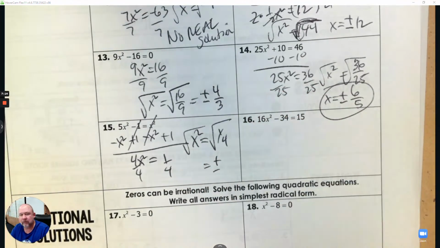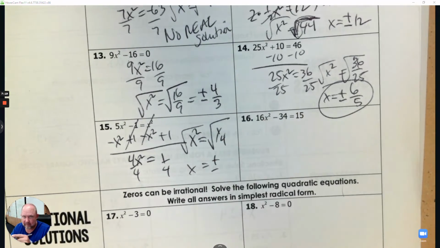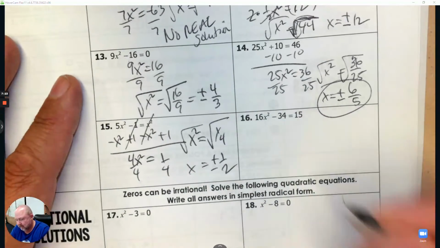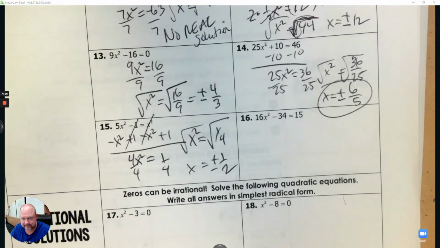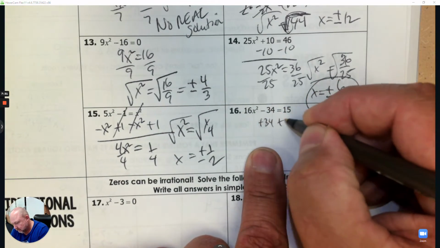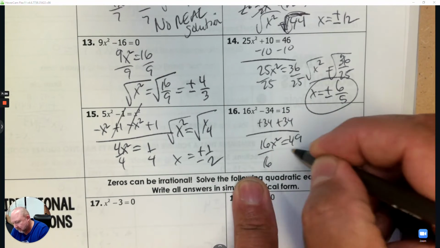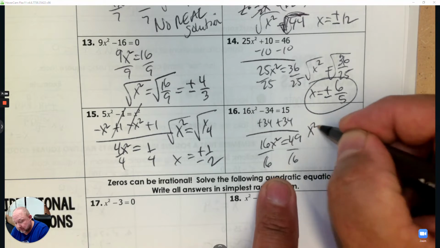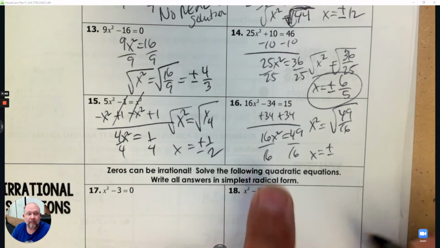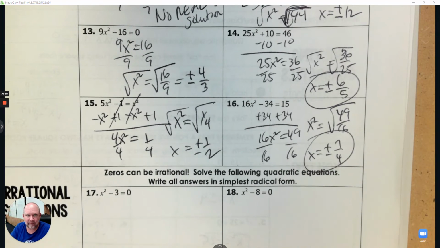So we know the answer is positive or negative. And when I square root a fraction, it's no big deal. So the top, what number times itself is 1? What number times itself is 4? And you got positive or negative 1/2. All right, number 16. Add 34. Divide by 16. And then square root. So, square root of 49, 7, square root of 16, 4, and you have your answer.